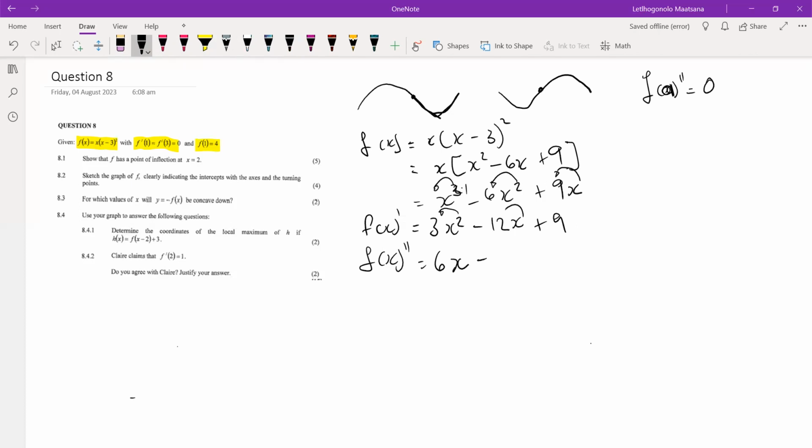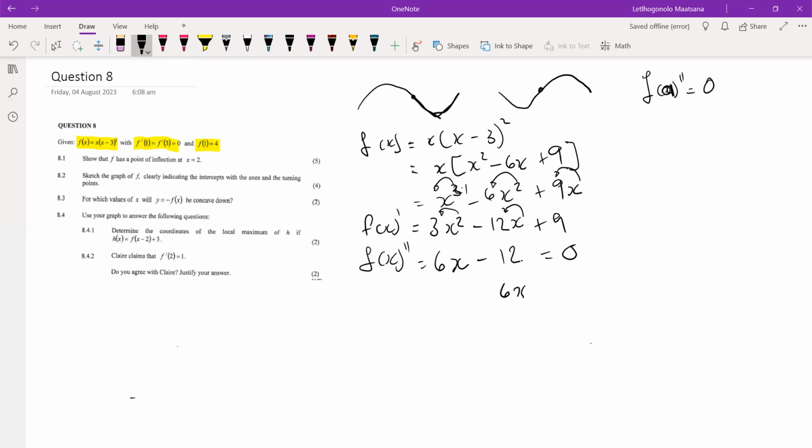For our second derivative, we multiply the coefficient with the exponent, and we minus 1 from the exponent. Then we multiply, and we minus 1 from the exponent. And the derivative of a constant is always equal to 0. So now we have our second derivative. We will then take our second derivative and equate it to 0 so that we can find at which x value our point of inflection is at.